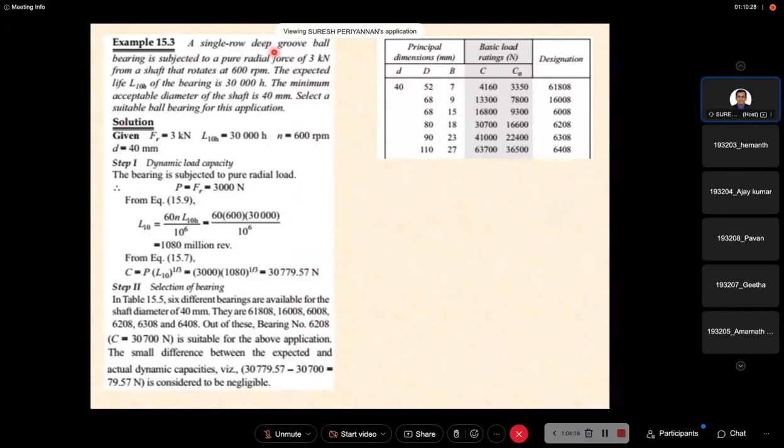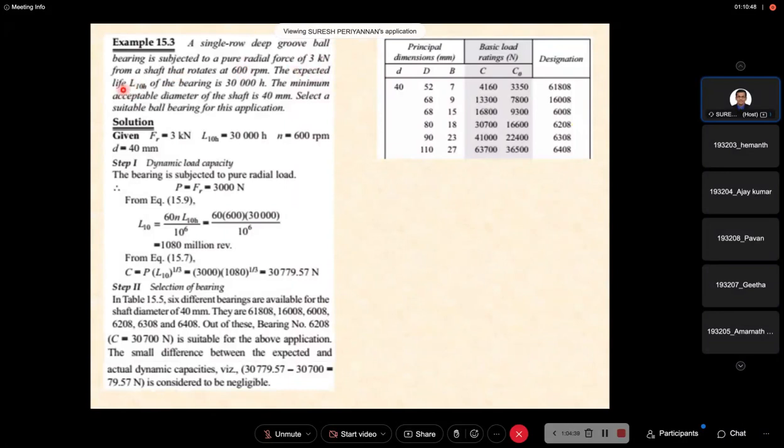The single row deep groove ball bearing is subjected to a pure radial force of 3 kilonewton, and the shaft rotates at 6000 rpm. Once we discuss the concept, at least if we discuss one problem, you can understand immediately. It will take just 1 or 2 minutes. I will stop here within 2 minutes.